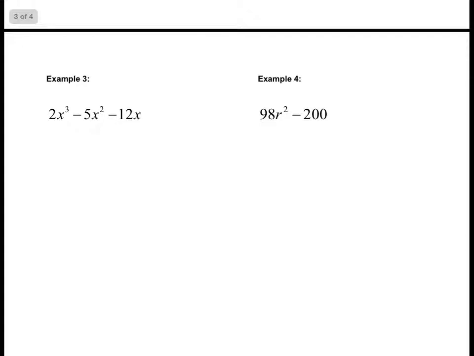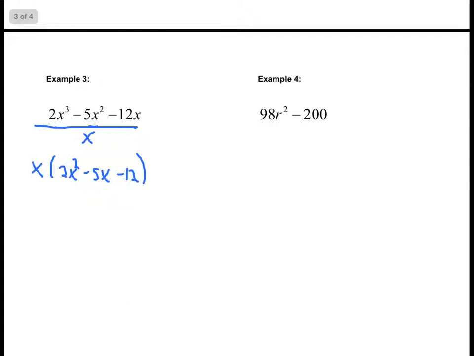Example number 3, write it down. Notice that you have an x that is common to all 3 terms, and that's it. So we need to divide out that x. So I'm going to divide out an x as the greatest common factor, and that becomes part of my answer, and then I put the remainder in parentheses. So 2x cubed divided by x would be 2x squared. Minus 5x squared divided by x would be minus 5x. And then I would have minus 12.